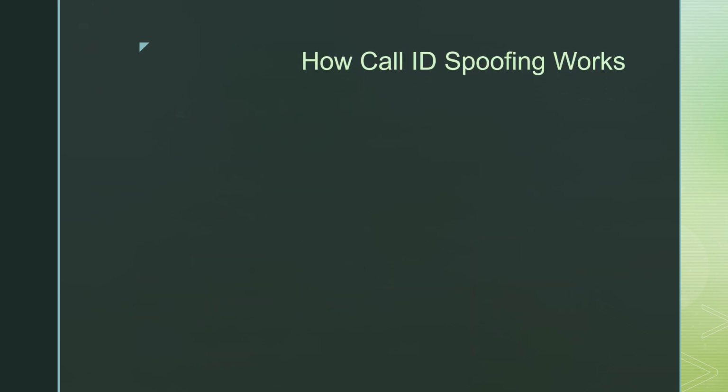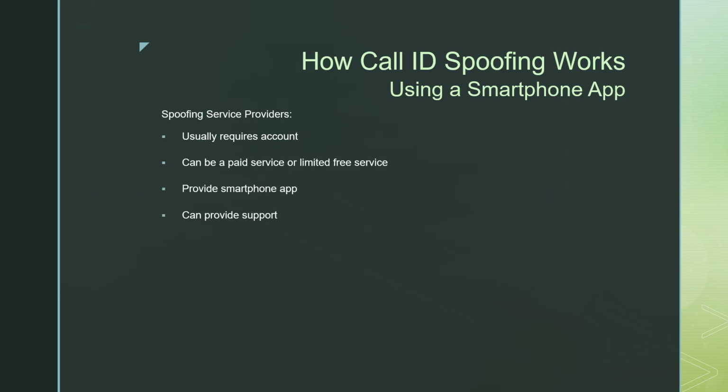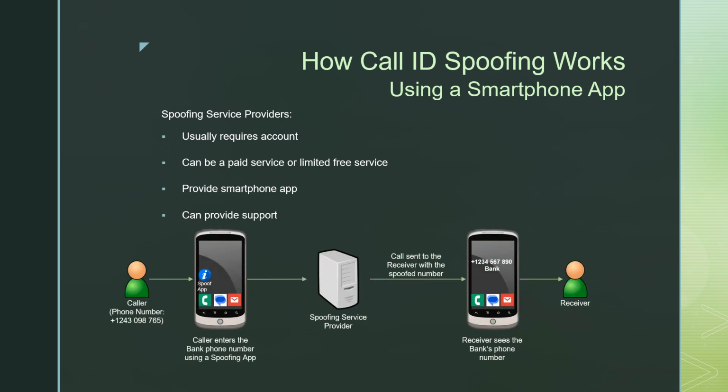The next example shows how someone could use a mobile app to make a spoofed phone call. Similar to the previous example, the app is a paid service which a user requires an account. There are, however, some mobile apps that allow free limited use. The diagram here shows how the caller could use a mobile phone app to configure a number of a legitimate bank, and the receiver of the call would see the bank's number displayed.